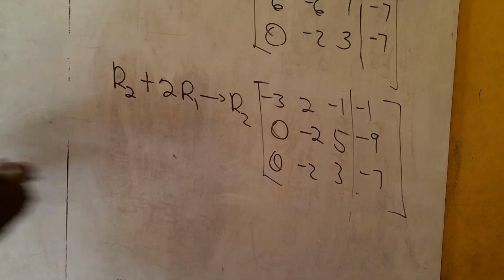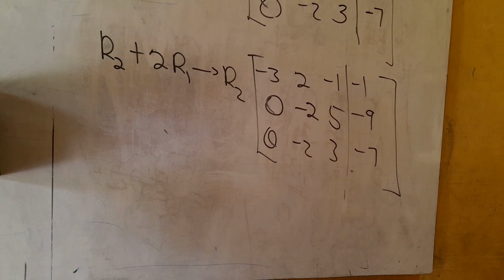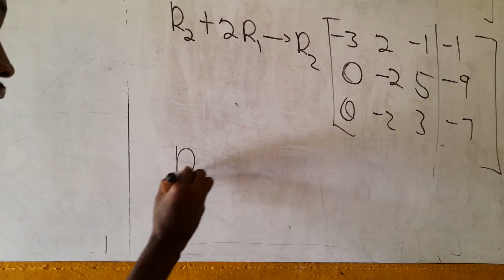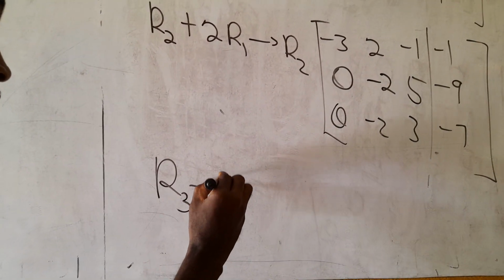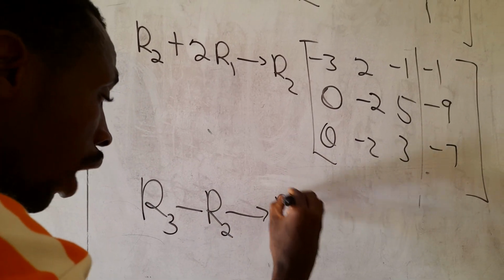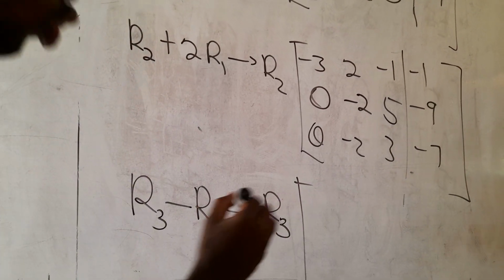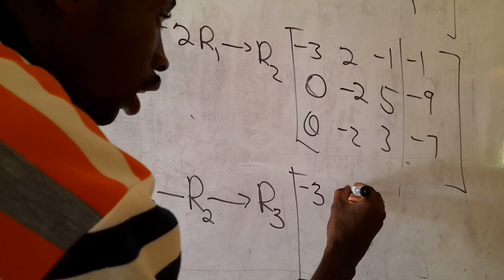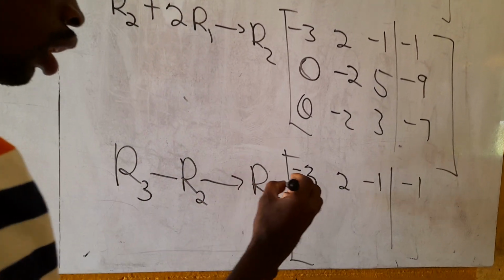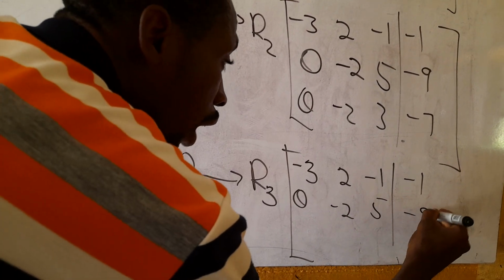The next thing is, I'll make this 0. How do I make this 0? See, if I subtract this from this, it becomes 0. So I'll say that my R3 minus my R2 should go into R3. So the first and the second column will not be affected. Let me repeat that. Negative 3, 2, negative 1, negative 1. Then 0, negative 2, 5, negative 9.